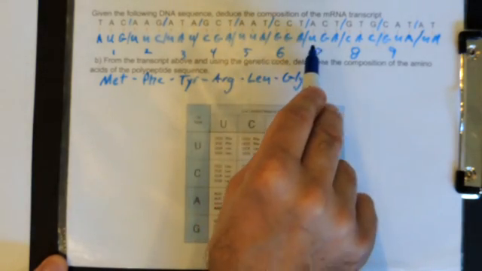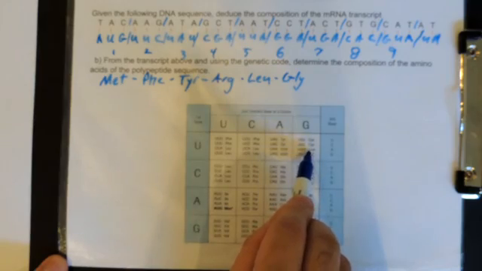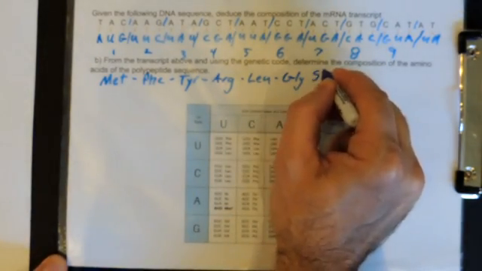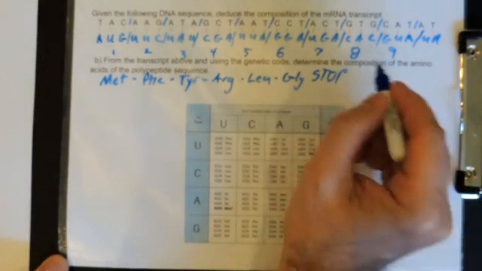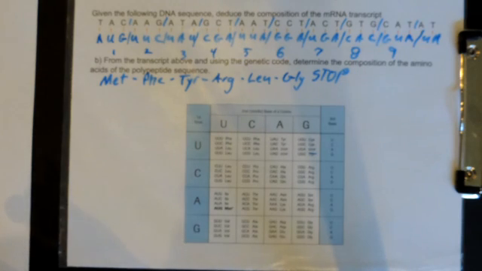Number 7, UGA, UGA. Oh, that's a stop codon right there. Look at that. So that means at the ribosome, it would indicate termination. The ribosome and the messenger RNA would actually separate, and that would be the end of the polypeptide sequence.